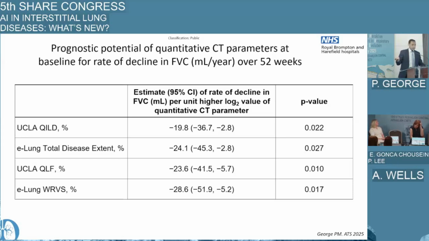The way you look at this data is that for every unit that goes up for any of these parameters, that is the amount of FVC loss. So for a unit increase in QILD, that patient would be predicted to lose 20 mils, or 19.8 mils. For every unit of WRVS that goes up at the bottom, that patient would lose 29 mils as a rate of decline over the course of 52 weeks. So now we're able to not just predict the likelihood of somebody losing lung function, but to sharpen that further and, to some degree of accuracy, predict the amount of lung function in mils that patient might lose over the subsequent 52 weeks.